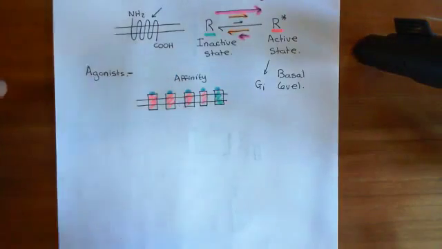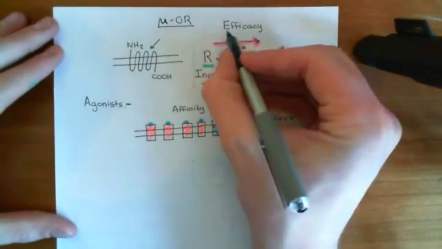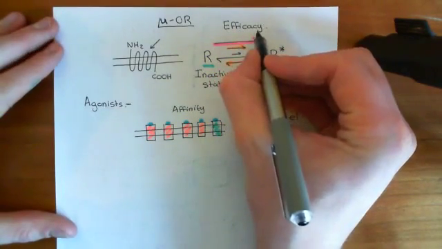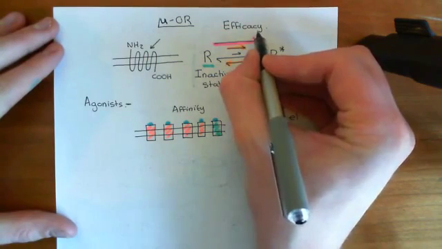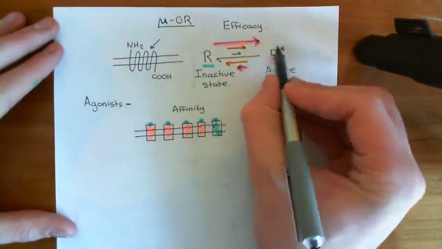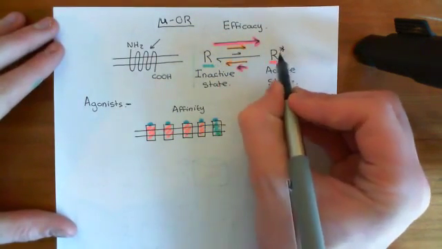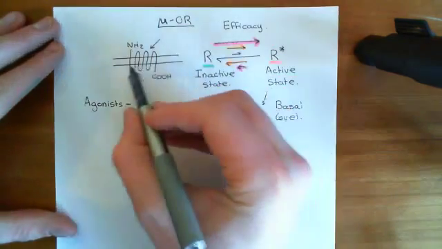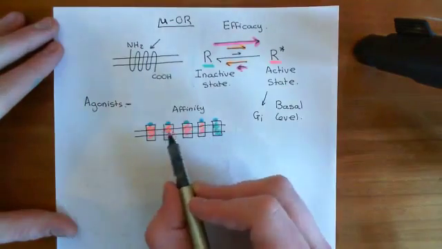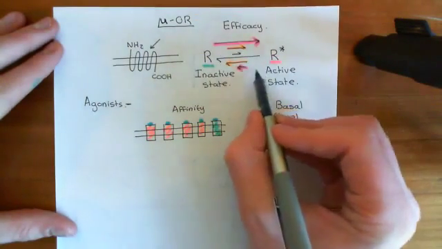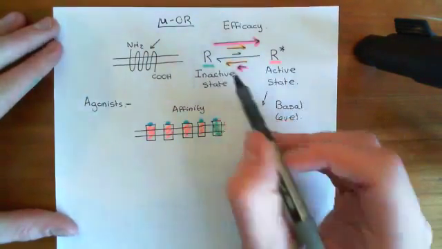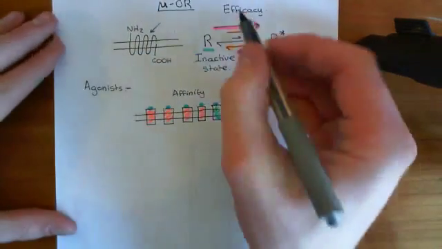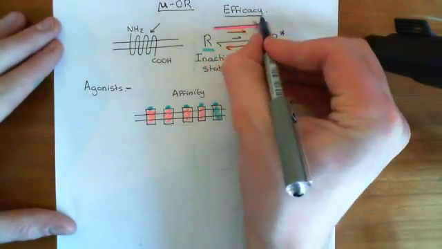Okay, so what I'm trying to tell you is that efficacy tells you how good the drug molecule is at stabilizing the receptor in the active state. So what it's all about is, at equilibrium, of the receptors which have ligand molecules bound to them, what fraction of them will be in the active state and what fraction of them will be in the inactive state. So that's what efficacy is all about.